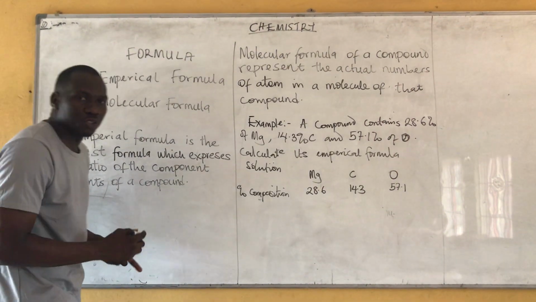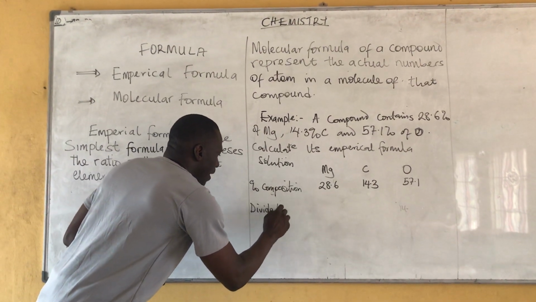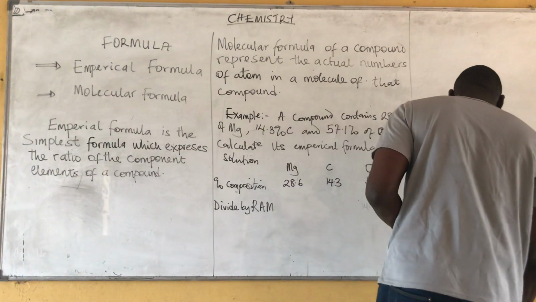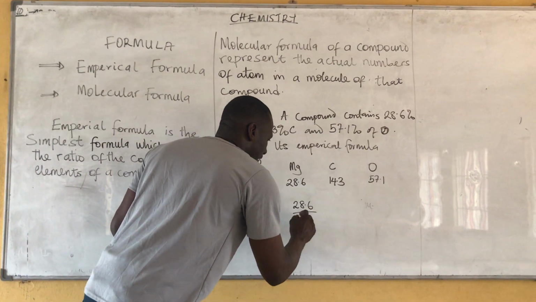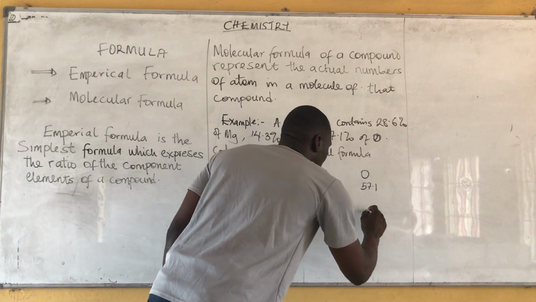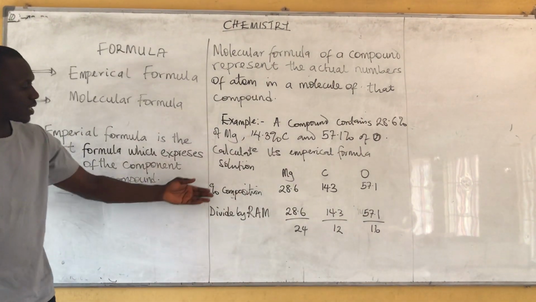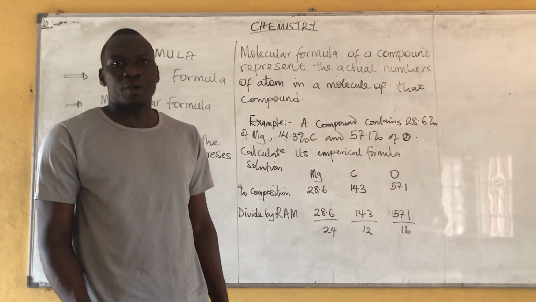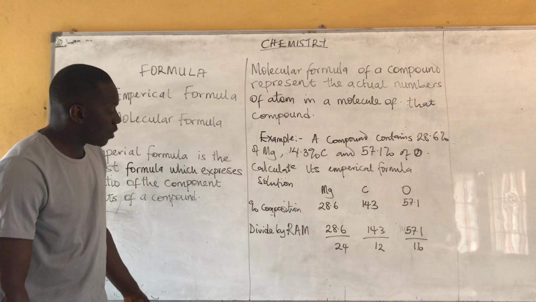Step two, we are going to divide them by the relative atomic mass of each element. Magnesium: 28.6 divided by 24. Carbon: 14.3 divided by 12. Oxygen: 57.1 divided by 16. Note that in some examinations, the relative atomic mass of each element will be given, and in some, they expect that you should be able to know the relative atomic mass. How do we get the relative atomic mass? By adding the proton number and the neutron number, you get your atomic mass.